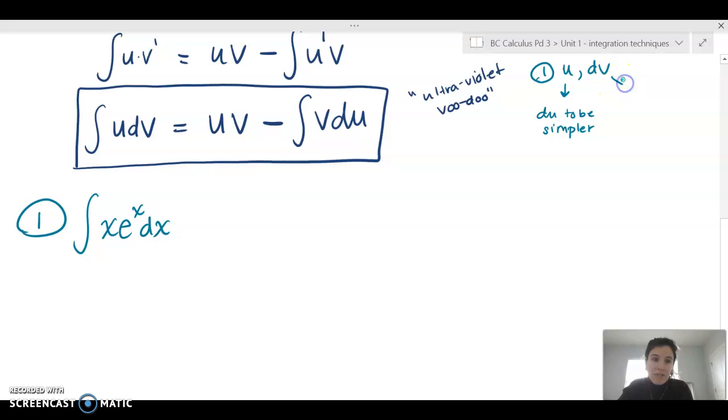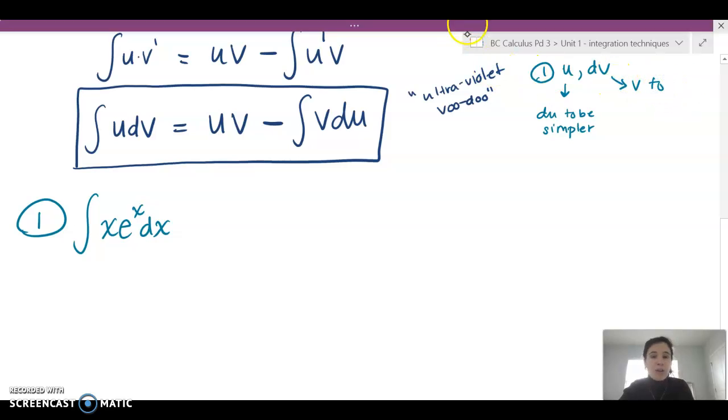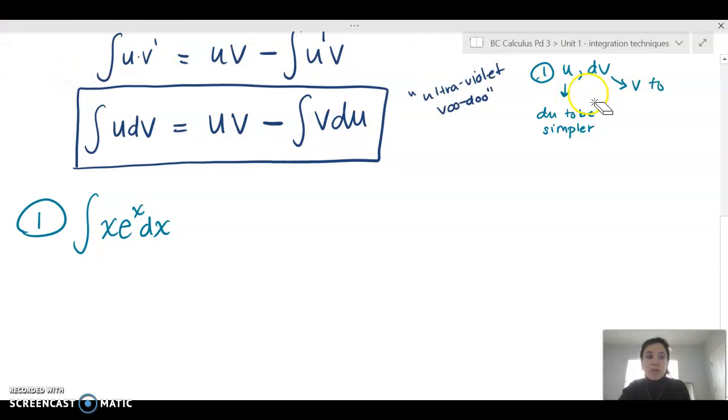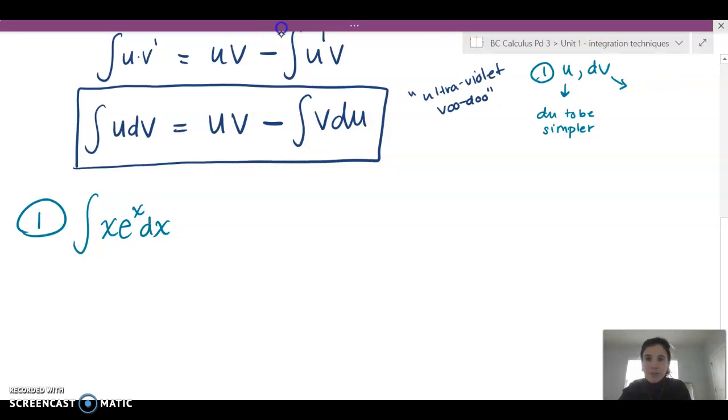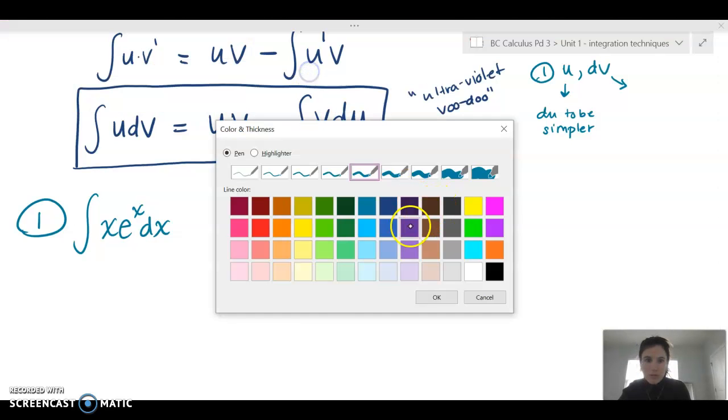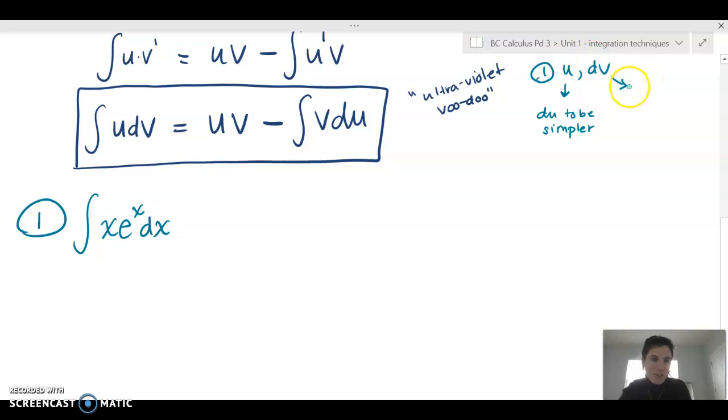For picking out your dv, you want to actually be able to integrate your dv. So you have to know the antiderivative, the integral of dv. Okay, the antiderivative of dv. And your v will be simpler.